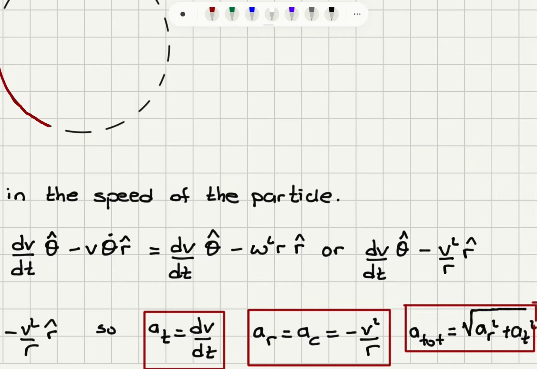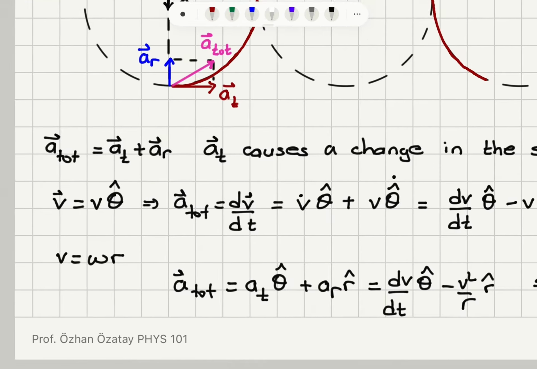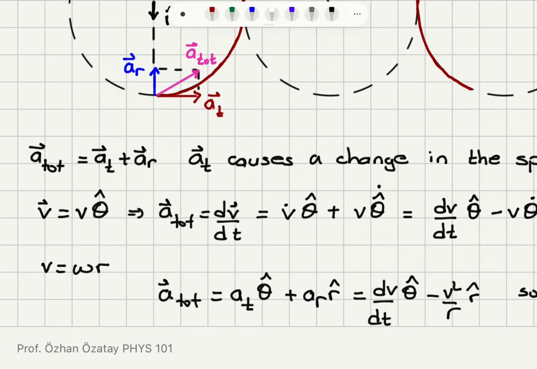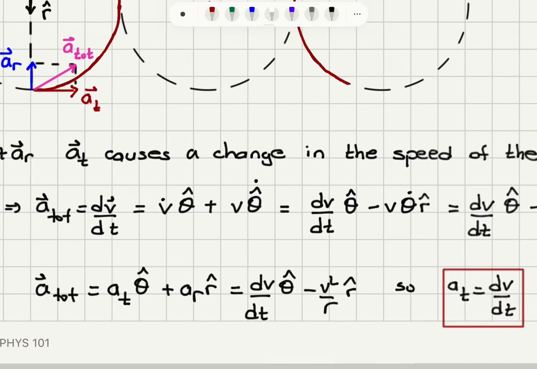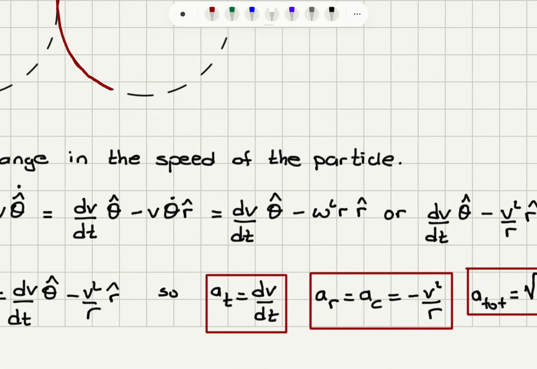So you can see that the total acceleration is dv/dt theta hat minus v squared over r, r hat, or minus omega squared r r hat. We can talk about it in two different ways. The total acceleration has the tangential part, which is dv/dt, and the radial part, which is minus v squared over r. That is the usual centripetal acceleration that we see in uniform circular motion.